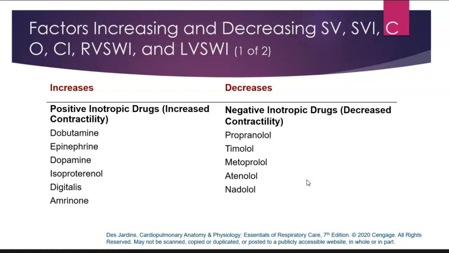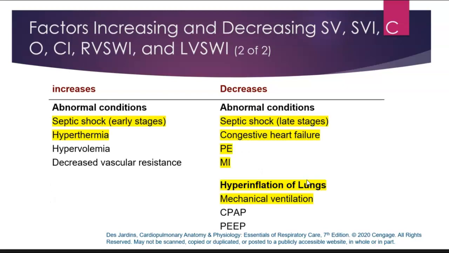We have negative inotropic drugs, which decrease our contractility, so it makes the heart squeeze a little bit less. These are propranolol, metoprolol, atenolol. These are medications that congestive heart failure patients sometimes take at home to try to manage their fluid balance and their hemodynamic status. Again, you don't have to know these right now. I just wanted to introduce them.